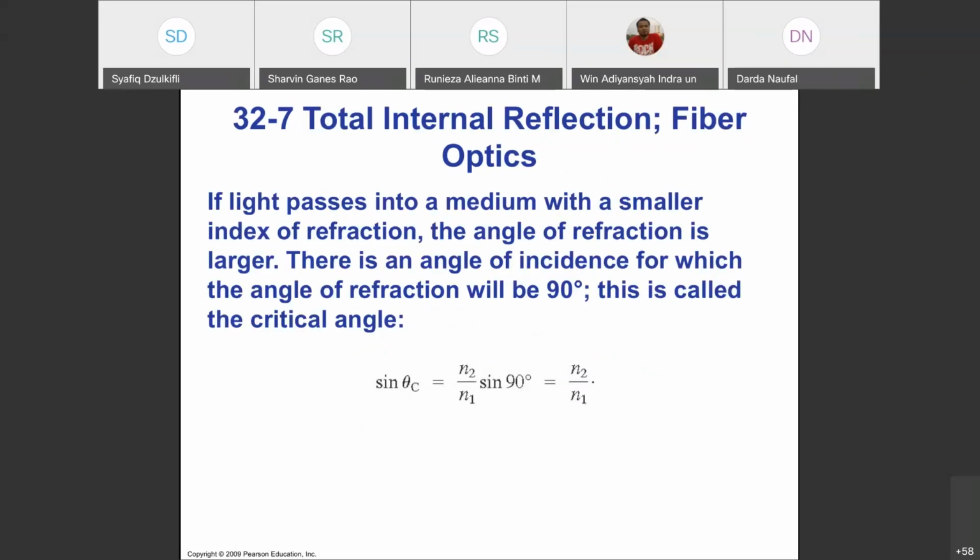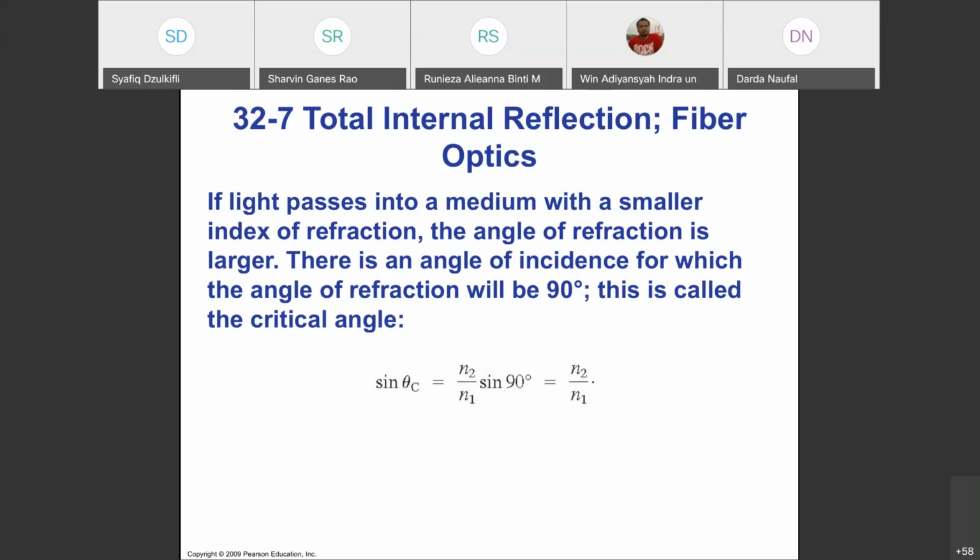Okay, the last one I want to discuss is total internal reflection of a fiber optic. If light passes into a medium with a smaller index of refraction, the angle of refraction is larger. There's an angle of incidence for which the angle of refraction will be 90 degrees. This is called the critical angle.